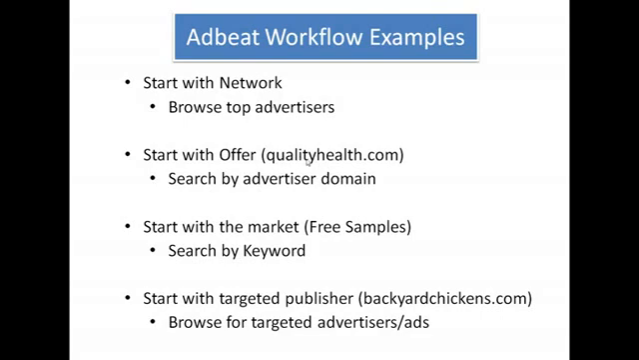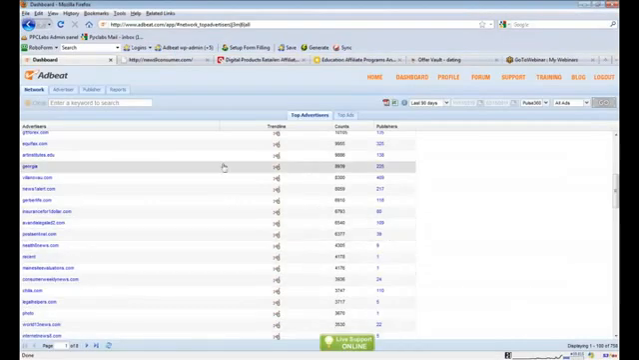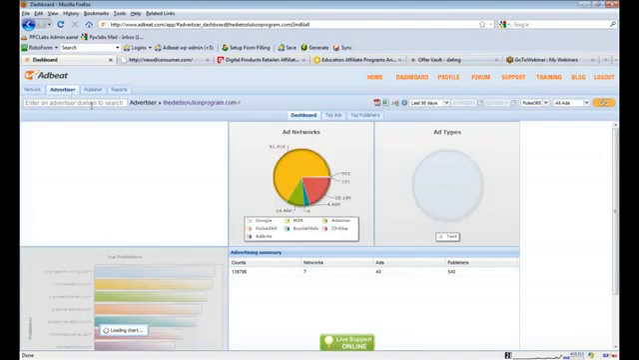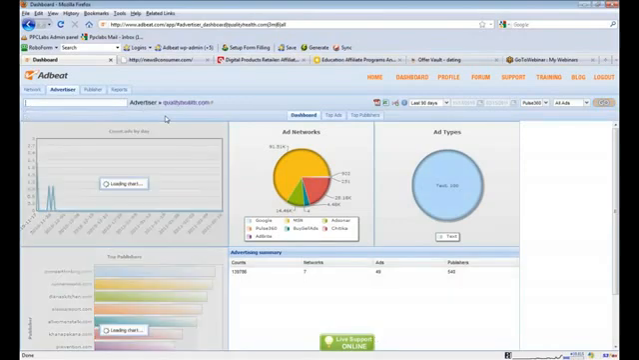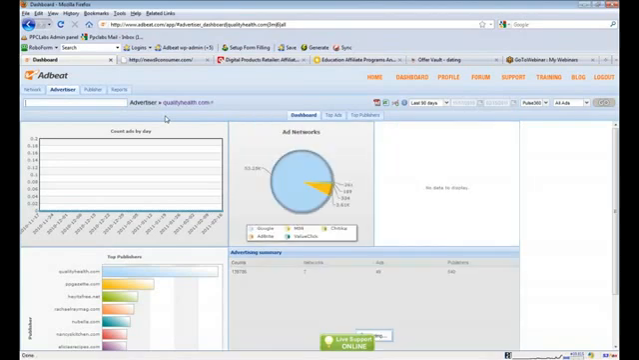So the example that I showed in the webinar that some of you guys have seen was QualityHealth.com. This is an affiliate offer. And so I'm going to show you what you would do if you had an idea that you may want to promote QualityHealth.com. So you're going to come here to the advertiser screen and you're going to type in QualityHealth.com.